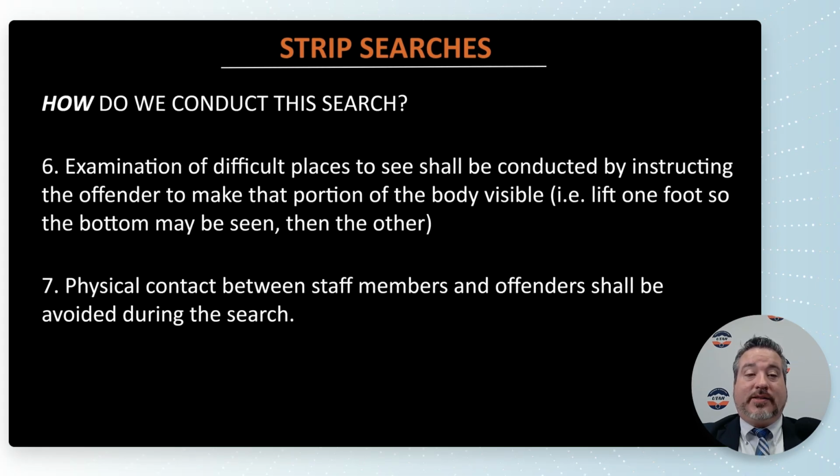Number 6 on the list, examination of difficult places to see shall be conducted by instructing the offender to make that portion of the body visible. For example, lift one foot so the bottom of the foot can be seen, and then the other, maybe a fat roll. We've seen sandwiches, cheese, and other things hidden between fat rolls, so you've got to look there too. Number 7, physical contact between staff members and the offender shall be avoided during the search.